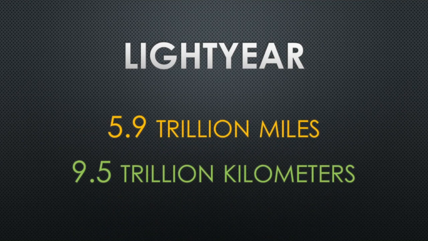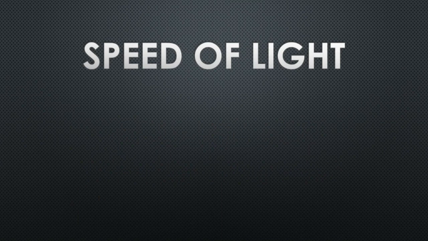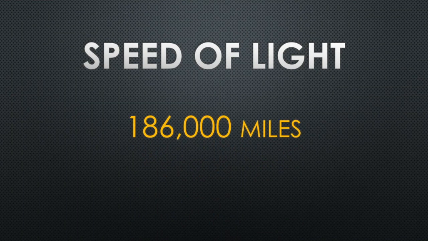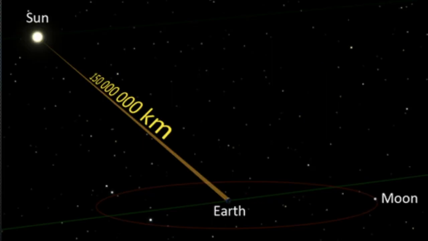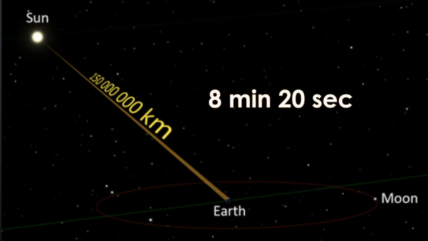Specifically, it is 5.9 trillion miles or 9.5 trillion kilometers. Scientists calculated that because they measured the speed of light to be 186,000 miles per second. That's fast enough that if you could travel at the speed of light, you would go around Earth 7.5 times in 1 second. So traveling at the speed of light, the light that leaves the sun travels through space 93 million miles or 150 million kilometers to Earth in the time of about 8 minutes and 20 seconds.